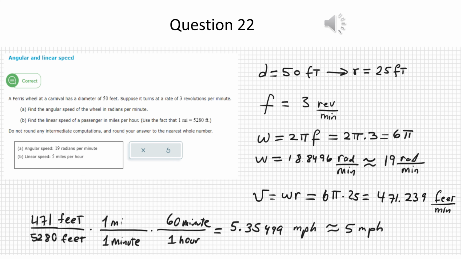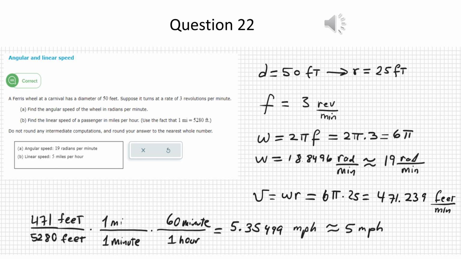This is another application problem, a little bit more interesting. Well, we have a wheel, a ferry wheel, that has a 50 feet diameter, radius 25, and the frequency is 3 revolutions per minute. I want to call the frequency F. F is equal to 3 revolutions per minute. In order to find the angular speed, the formula is 2 pi f. So multiplication, 2 pi times 3 is 6 pi.